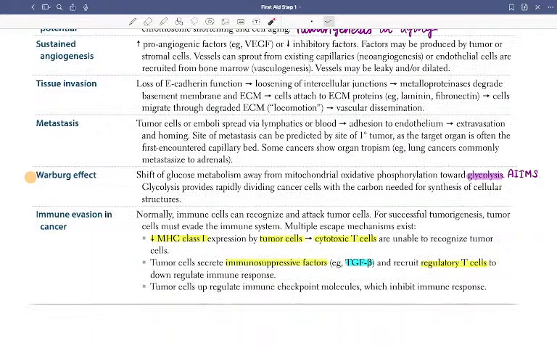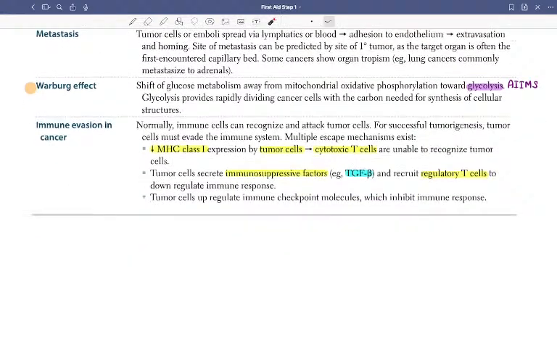Sustained angiogenesis: VEGF, leaky capillaries, dilated, all this fine. Tissue invasion: loss of E-cadherin function. Metalloproteinases degrade the basement membrane and ECM, laminin, fibronectin. Next, tumor cell adhesion, metastasis, fine.